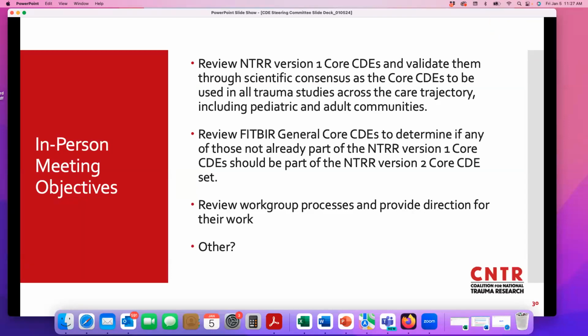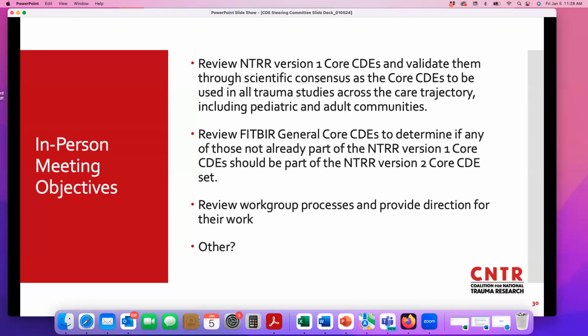I'm not sure who was first, Dr. Heavner or Dr. Uma. All right, go ahead, please, sir. Oh, thank you. So I have a question about how you are determining the threshold between a core CDE versus one that's more exploratory? Is there a threshold that you're using, and have you thought much about that?